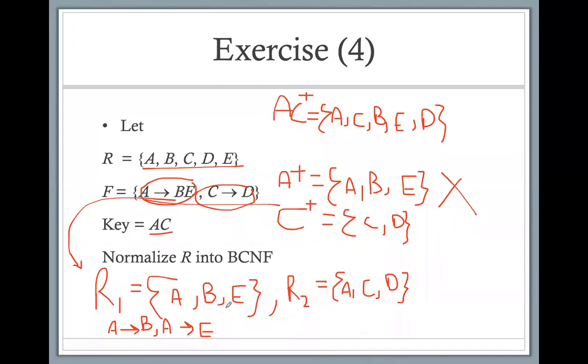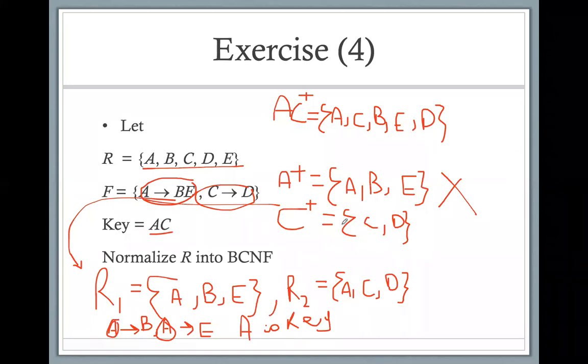Okay. So what do I know from this? What is the key of this table? If A determines B and A determines E, then A is the key, because it determines all the attributes in R1. So A is a key, and I have these two functional dependencies, A determines B and A determines E. Neither of them is a violation of BCNF because A is a key. So I'm good to go.